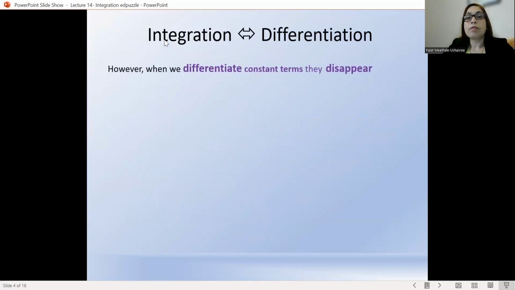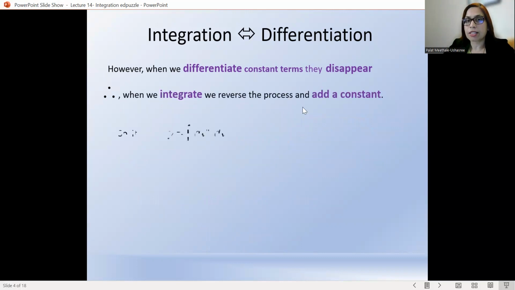Okay, so when we differentiate constant terms, they disappear. Therefore, when we integrate, we reverse the process and add a constant. So if y is equal to the integral of a x to the power of n dx, then y is equal to a x to the power of n plus 1 over n plus 1 plus a constant of integration, which we use c to denote.